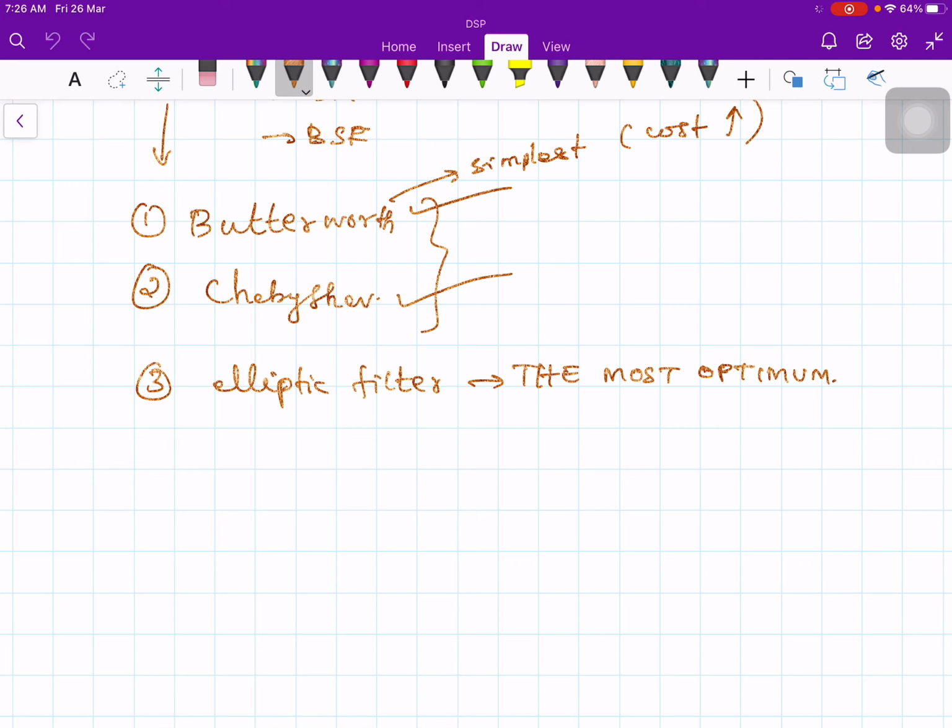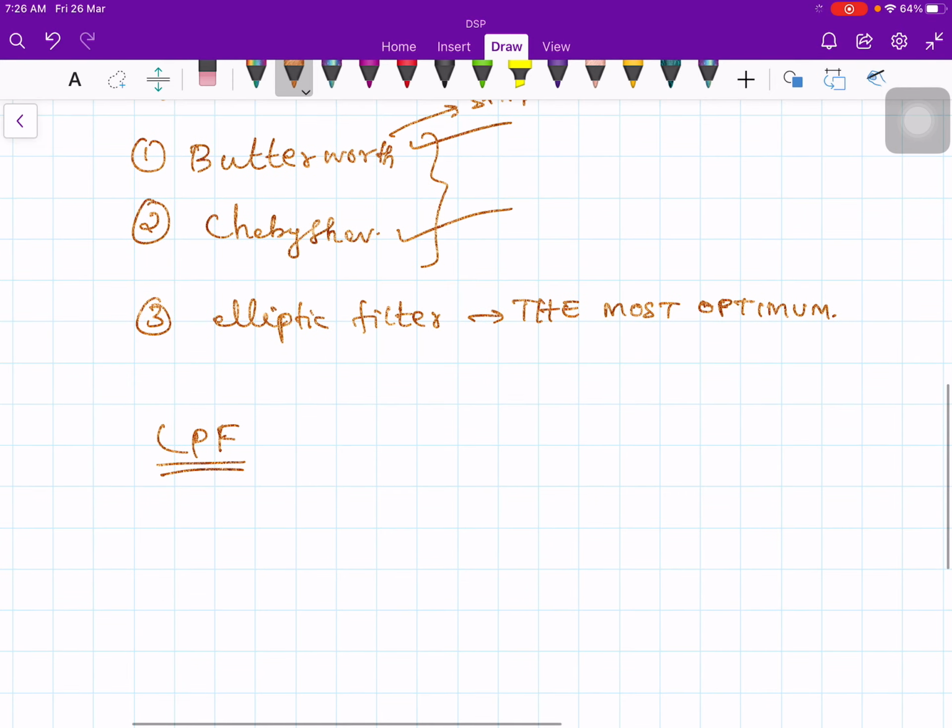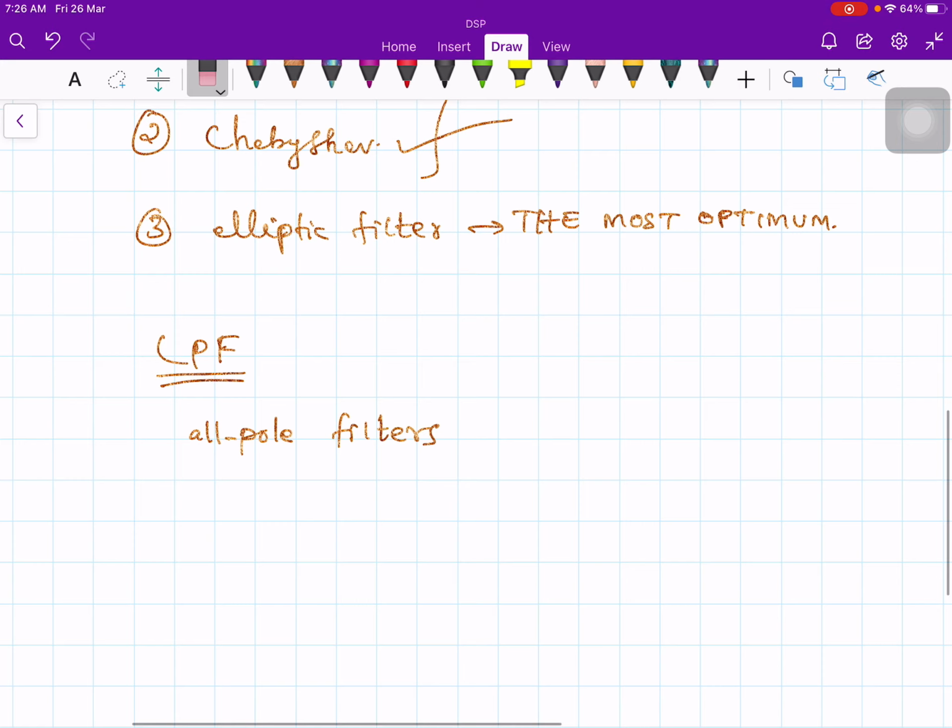In low pass filters we also concentrate on only one kind of filter, the so-called all pole filter. All pole filters. That means the filter only has poles in the finite region of the S plane, because we are discussing analog, right? Analog means in the S domain, so it has the poles in the finite region of the S plane. Is that statement correct? That means it doesn't have any zeros.